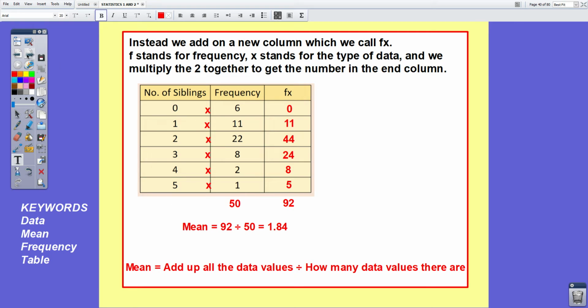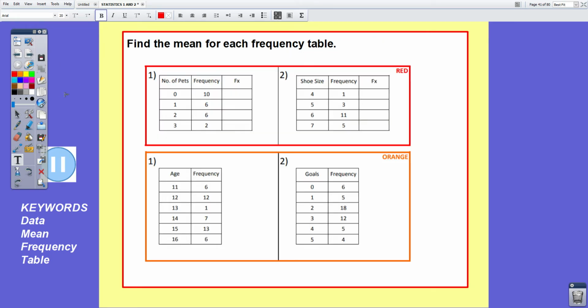Right, moving on. Here are some questions for you to do. These are some nice basic ones just to get you used to the idea. The first couple have got the fx column drawn in for you. You have to work out the fx and then the total, and the total for the frequency column. Divide this total by this total to give yourself the mean.